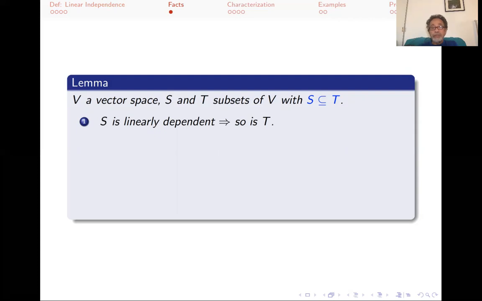The contrapositive of that is that if T is linearly independent, if the big one is linearly independent, then so is the small one.